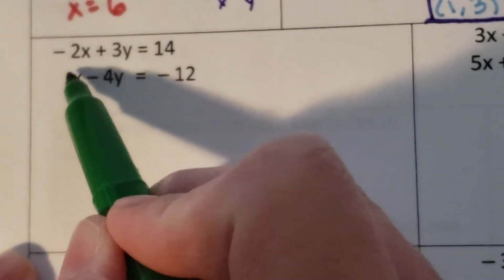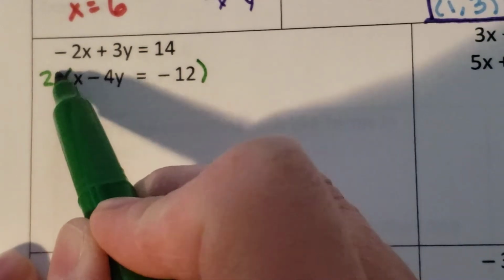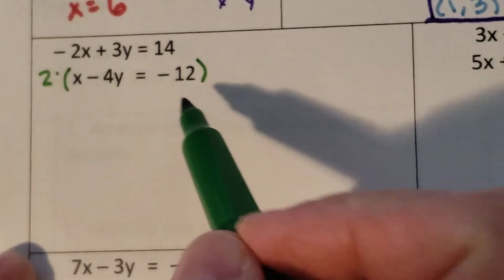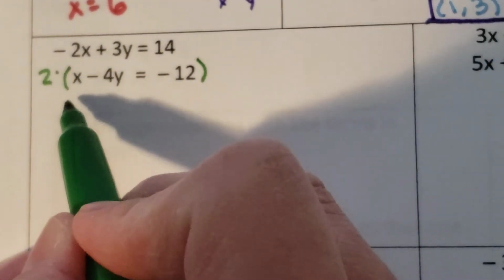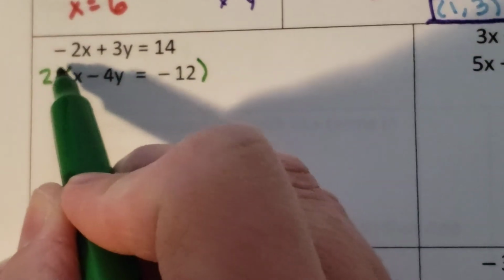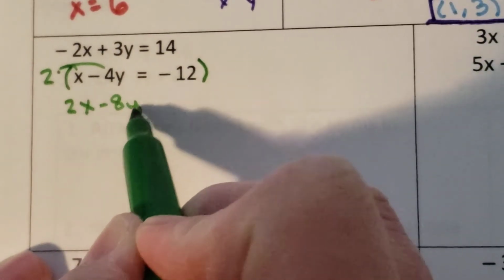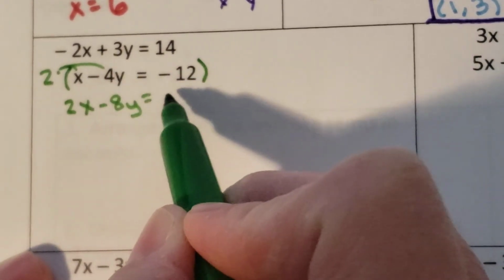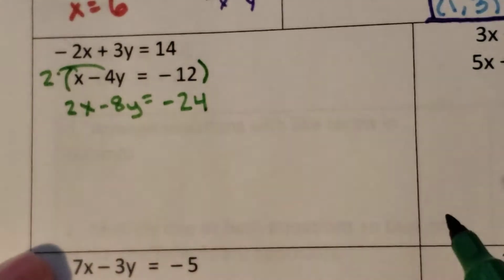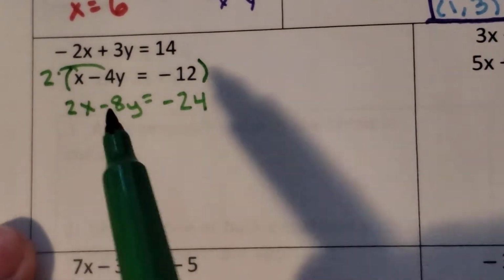So I can turn this x into 2x's by multiplying the whole equation by 2. It's like a big distributive property. 2 times x is 2x. 2 times negative 4y is negative 8y, equals 2 times negative 12 is negative 24. And now that I've done that, I don't need that line anymore.